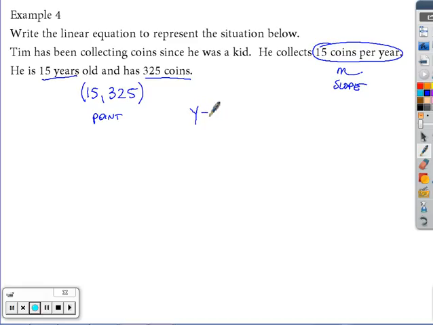So y minus 325 is going to equal 15 times (x minus 15). Okay? Again, this 15 would be the growth. This 15 would be Tim's current age. And I'm finished. I don't have to do any more.